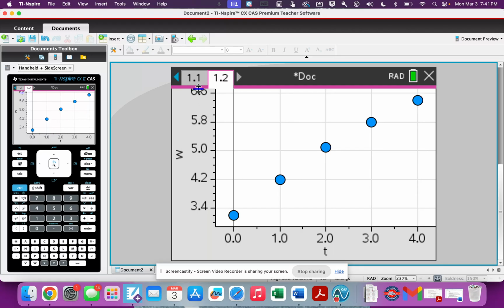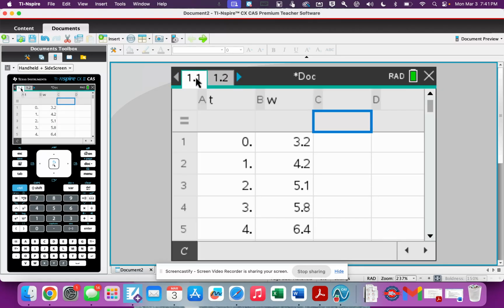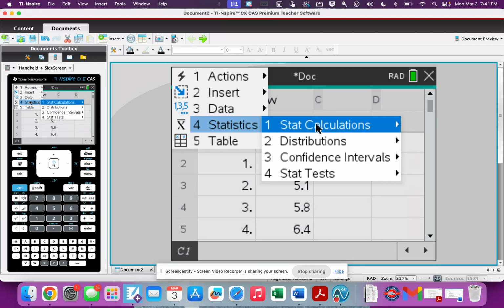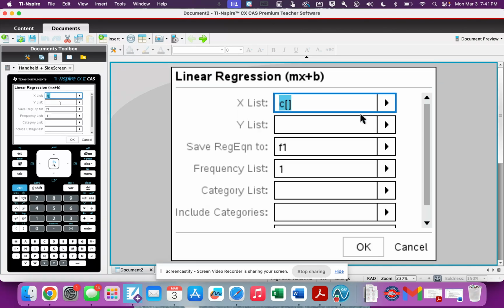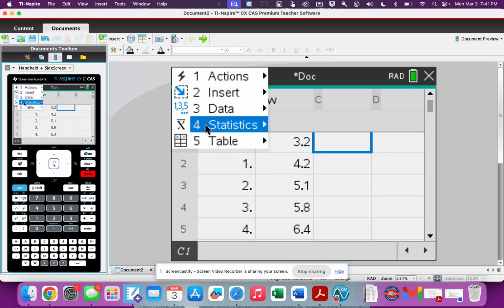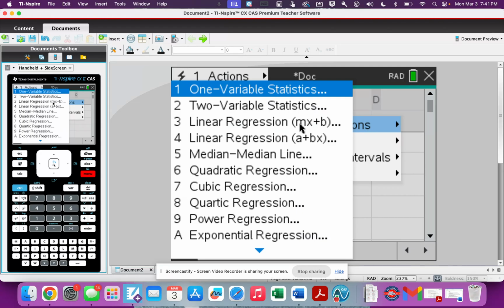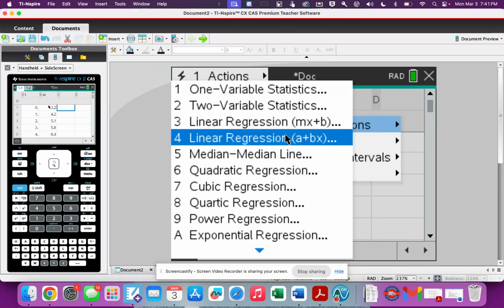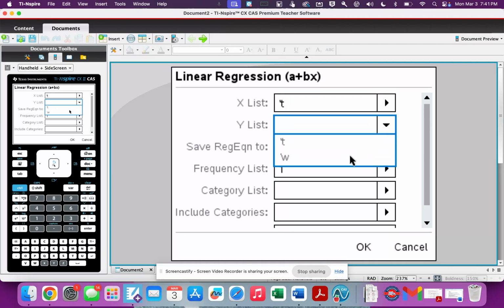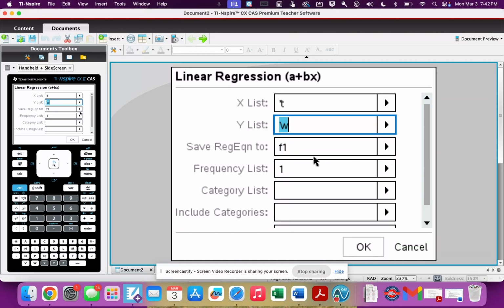So we go back to the first page, okay, and we hit menu so that we can actually run the regression. That's statistics, calculations. I picked the wrong one. Cancel. Let's try that again. So menu, statistics, calculations. I hit the wrong one. A plus bx. There we go. So this is the t, this is the w. I want to save my equation.